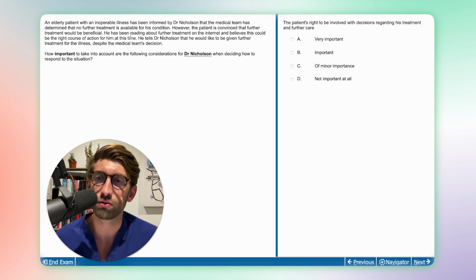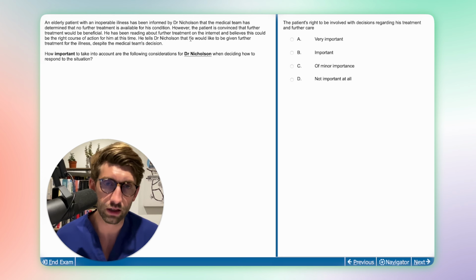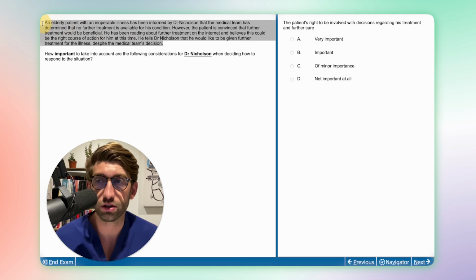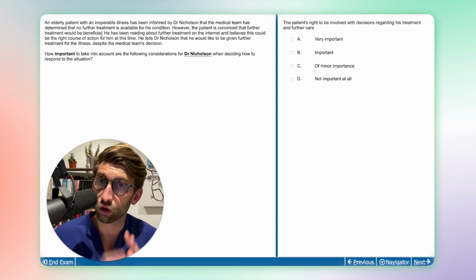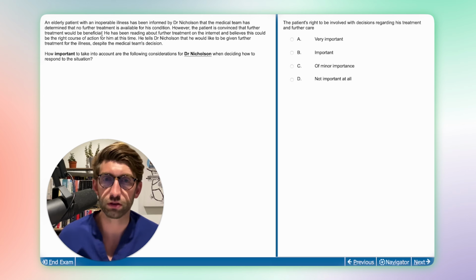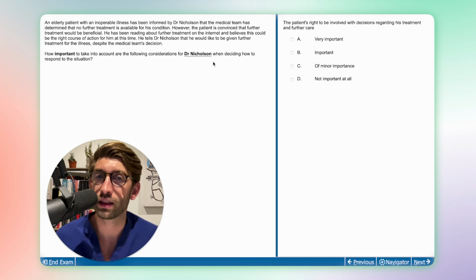So we've got a patient who's obviously unwell and has been told that there's no more treatment that can be offered, and they want to keep fighting. How important to take into account are the following considerations for Dr. Nicholson when deciding how to respond to the situation? So it's importance in responding to the situation. A really important thing: it doesn't matter how bad the situation is, or if someone's made a mistake, or how wrong the initial action was. Given the circumstance, what is the best thing that person can do, or what is the most important thing in that circumstance?